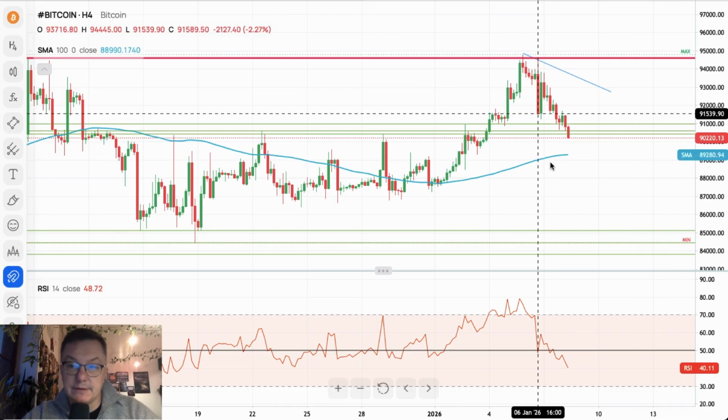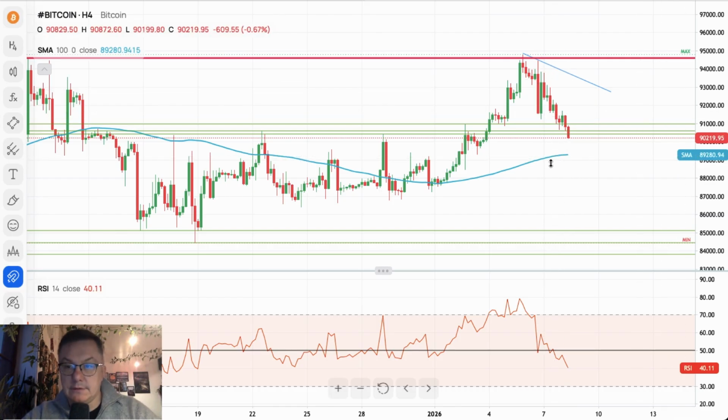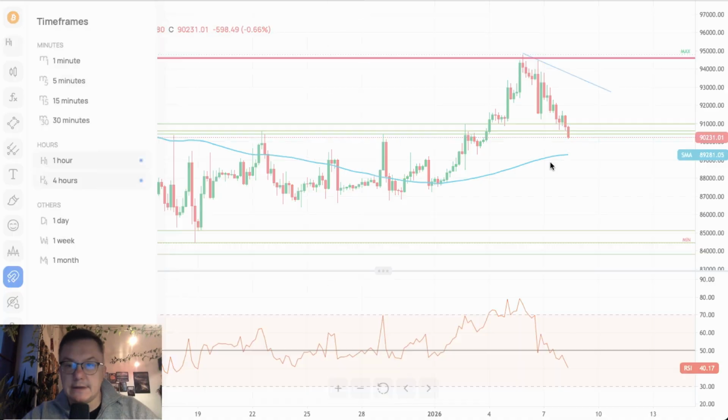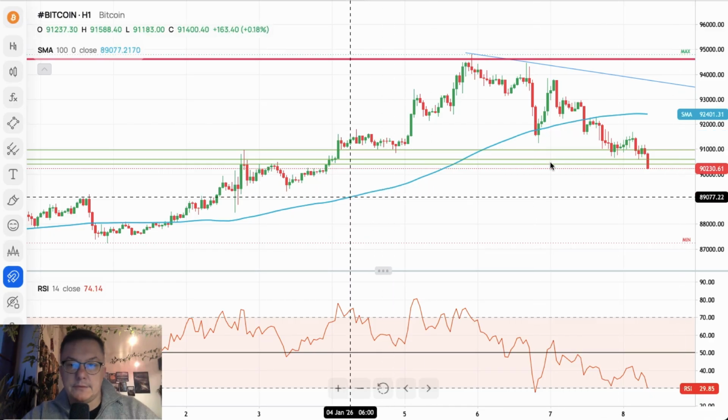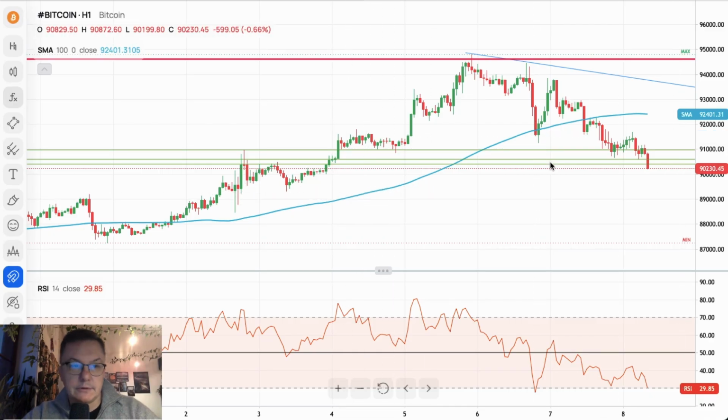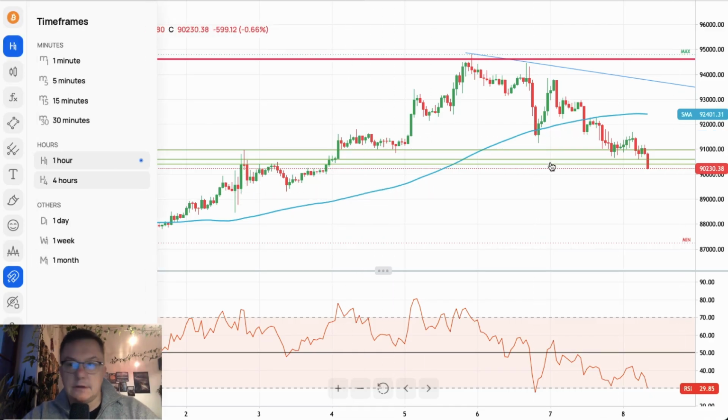So please keep an eye on the levels. New levels, new lows are getting produced these days very quickly. There you go, there is a full breakout, and then obviously we will go towards the 100 periods moving average.